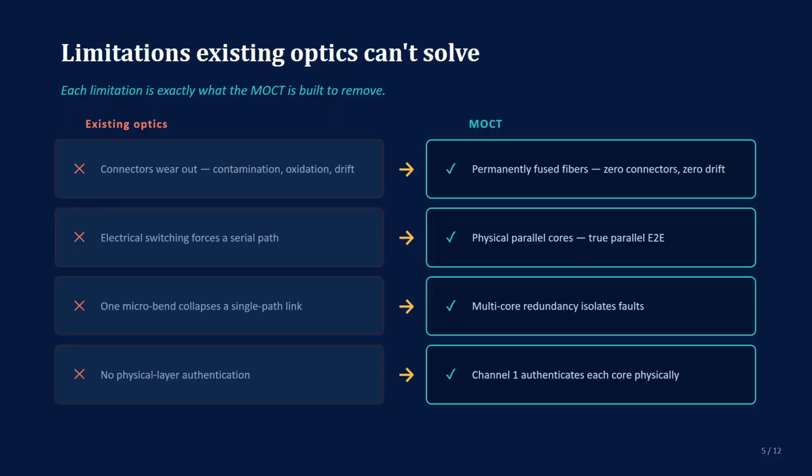Four limitations cannot be solved by software. Connectors wear out through insertion cycles and contamination. Electrical switching keeps the path serial, blocking true parallelism. Single-path architectures collapse from one microbend, and optical paths cannot authenticate themselves at the physical layer. A new physical architecture is required.